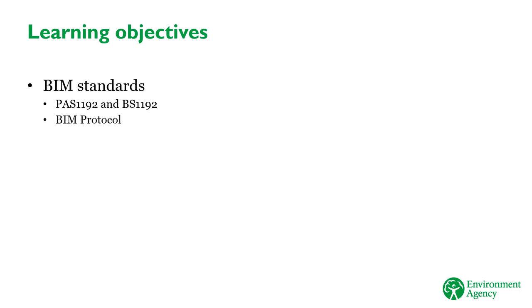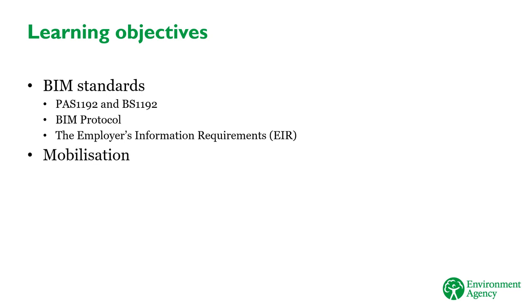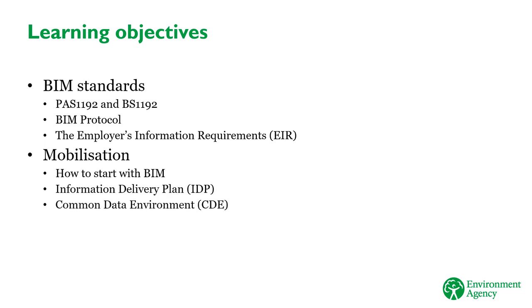In this module, you've learned about the industry standards which define BIM, BS1192 and PAS1192. You've learned that the BIM Protocol is used to incorporate BIM into contracts, and that the Environment Agency's employer information requirements set out the minimum technical standards for BIM at the EA. You've learned about how to mobilise a project in a BIM-compliant way by making sure you start an employer's common data environment and information delivery plan as soon as the project starts.